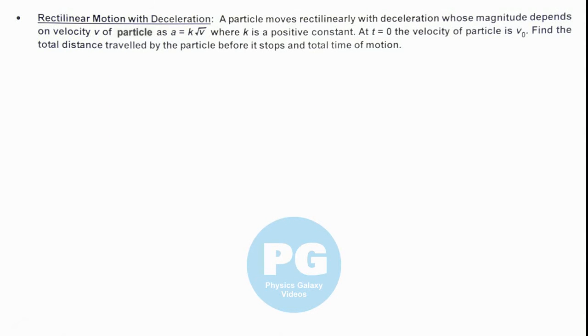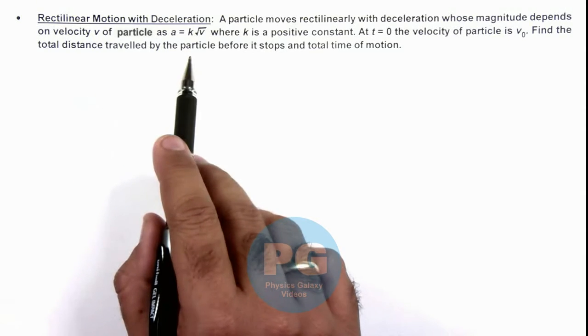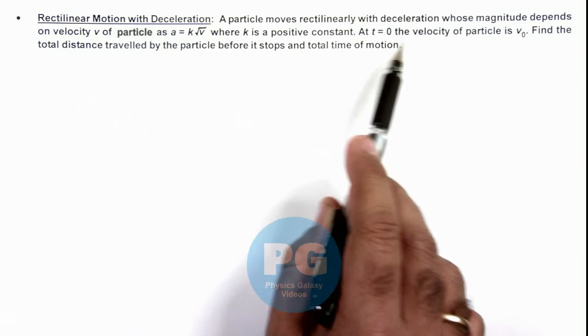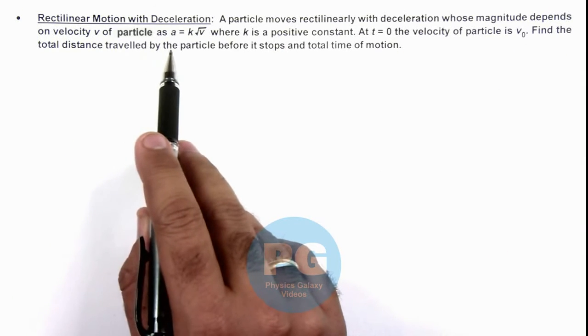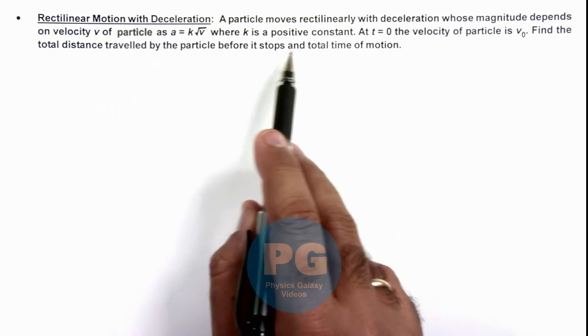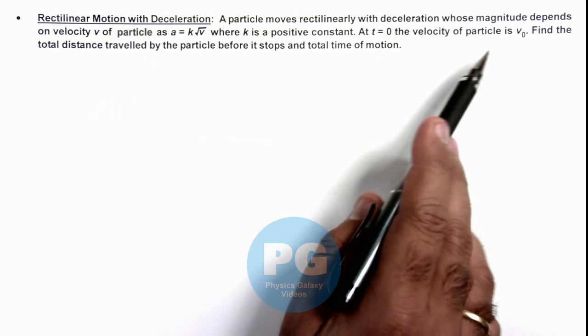In this illustration, we'll study a rectilinear motion with deceleration. Here we are given that a particle moves rectilinearly with deceleration whose magnitude depends on velocity v of the particle as a = k√v, where k is a positive constant, and at t = 0 the velocity of the particle is v₀.